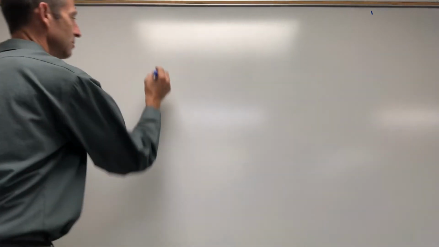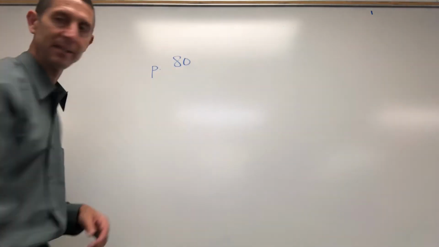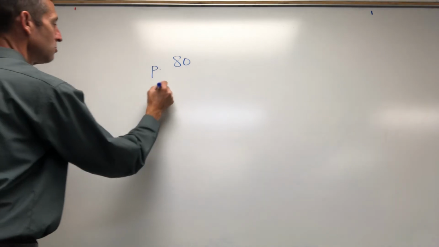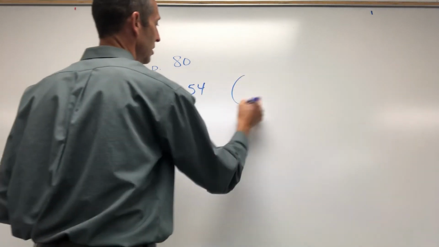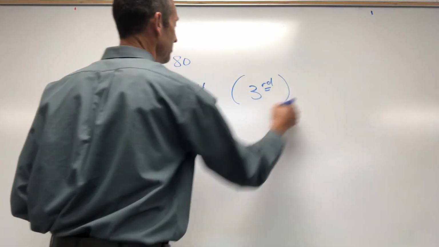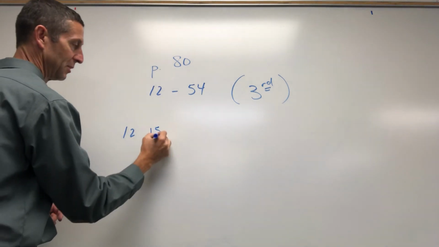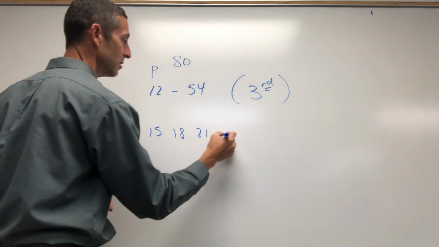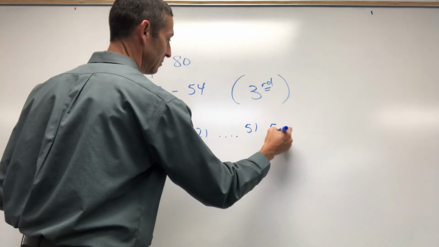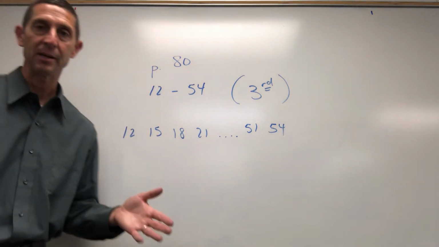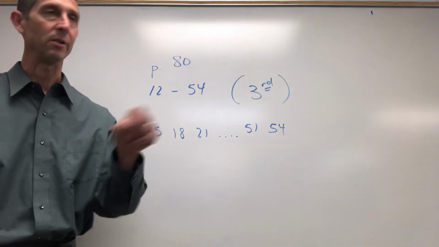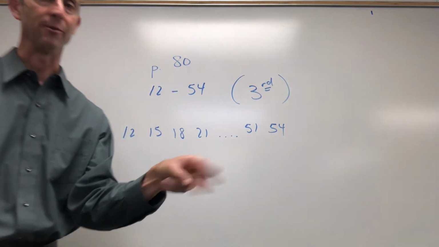So when you go to attempt page 80, we've got 12 through 54. We're doing every third problem, like 12, 15, 18, 21, through 51, 54. So this set of examples should be helpful for that. So again, inequality, line graph, interval form, make it look good.